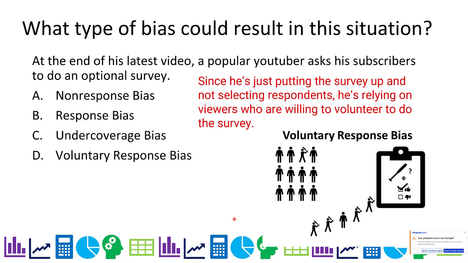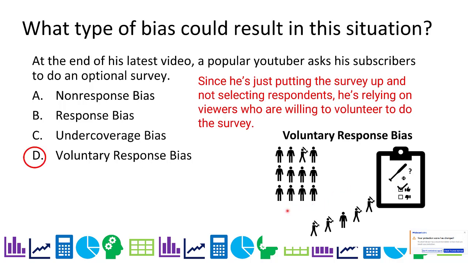If I said, oh, should we spend more money on the baseball program or the softball program, and I do the survey in the cafeteria, who's going to come up to answer my survey? People interested in baseball or softball. So that is called voluntary response bias.